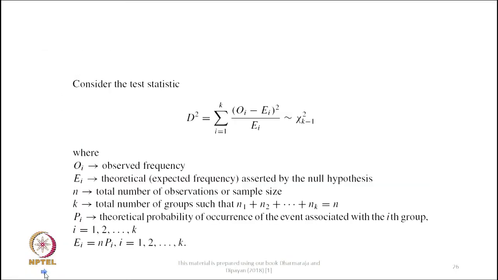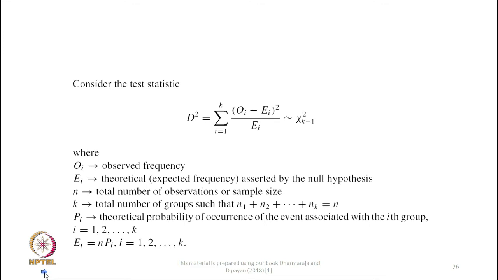Now I am coming back to the theory. Whenever you have such problems, then it is possible to create the test statistic of observed frequency minus theoretical or expected frequency, whole square, divided by the expected frequency, summed over k such groups. The k is nothing but that you classify the given data into k such groups. Therefore, n 1 plus n 2 plus up to n k is going to be the total sample size.